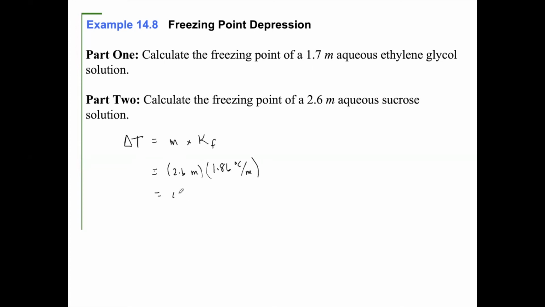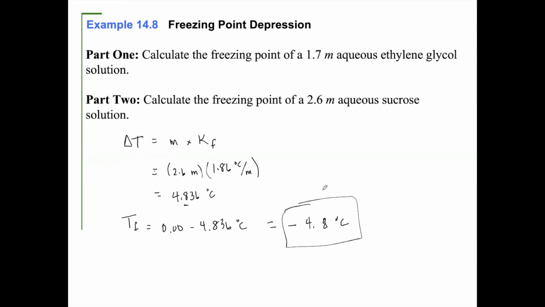And that will be 4.836 degrees Celsius, underlining the significant digit. So the new freezing point is going to be 0 minus that new temperature. Okay, so negative 4.8 degrees Celsius.